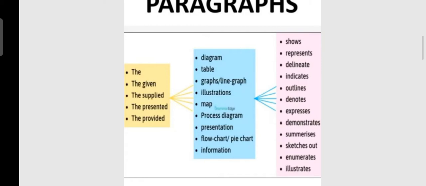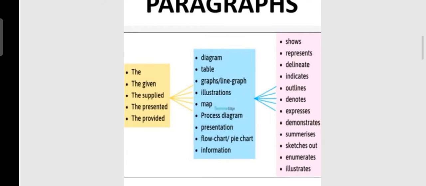First, a word from the first table, then the diagram shows. The given table represents. The supplied graph indicates. The presented map expresses. This way you can start making sentences. These are the words you can use for writing the introduction of the paragraph. After that, you just write what it is all about. These are the starting words that you can use, and when you read them again and again, they will become a part of your vocabulary.